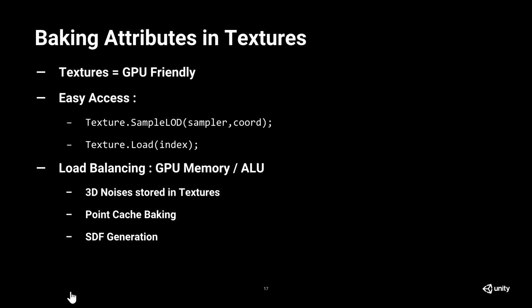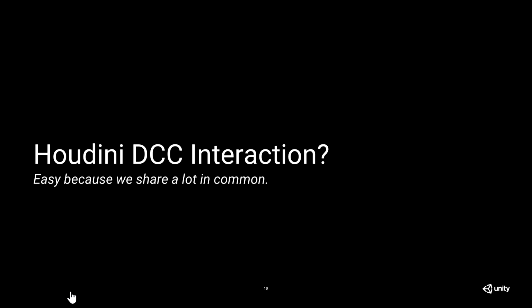Textures are GPU friendly, and as we use HLSL to read the textures, we can either sample the texture using texture blending or access the pixel values directly. And of course, it helps us do some load balancing of GPU memory, by storing, for instance, a really complex noise into a texture, or computing noise using ALU directly, so it's more computational. In the other case, it's eating a lot of memory. So we can bake 3D noises, PointCache, and generate signed distance fields.